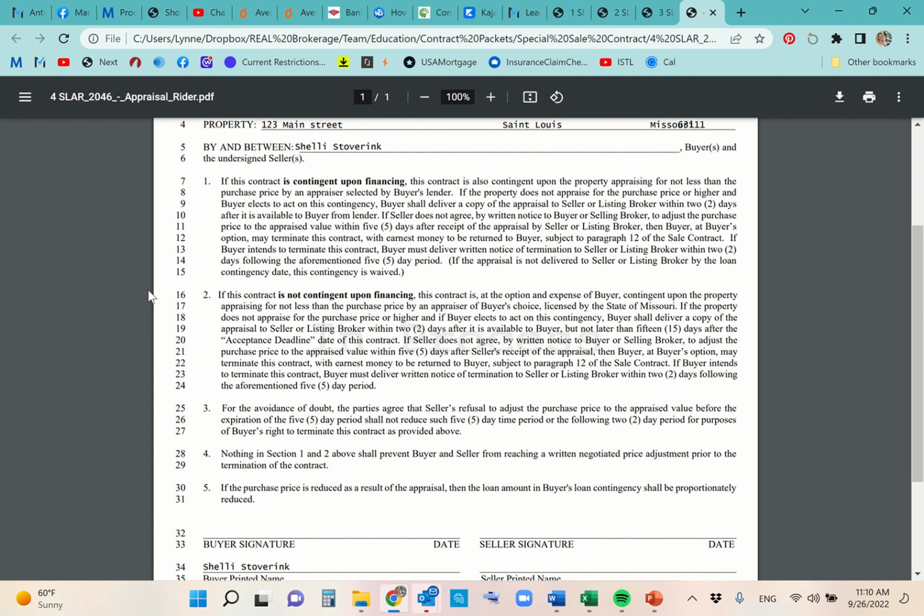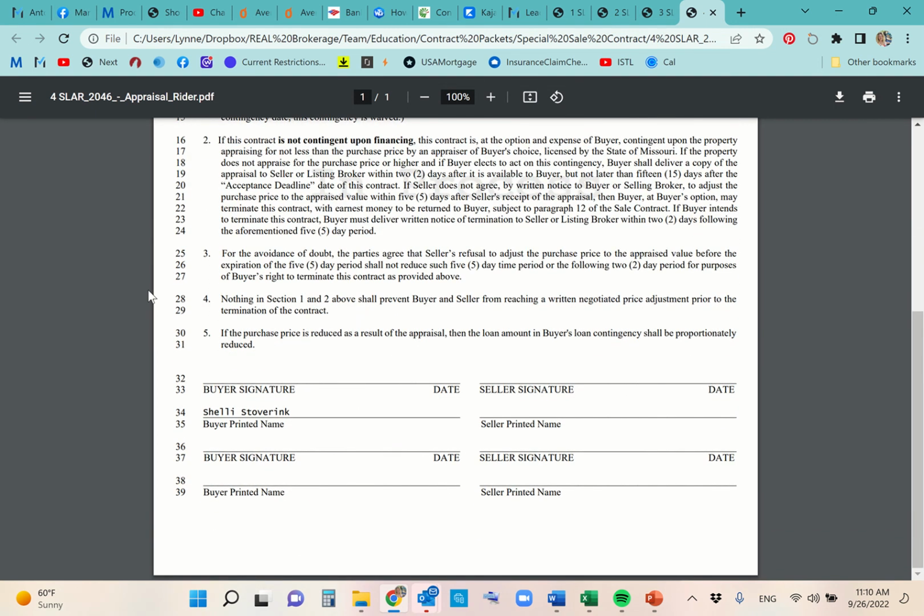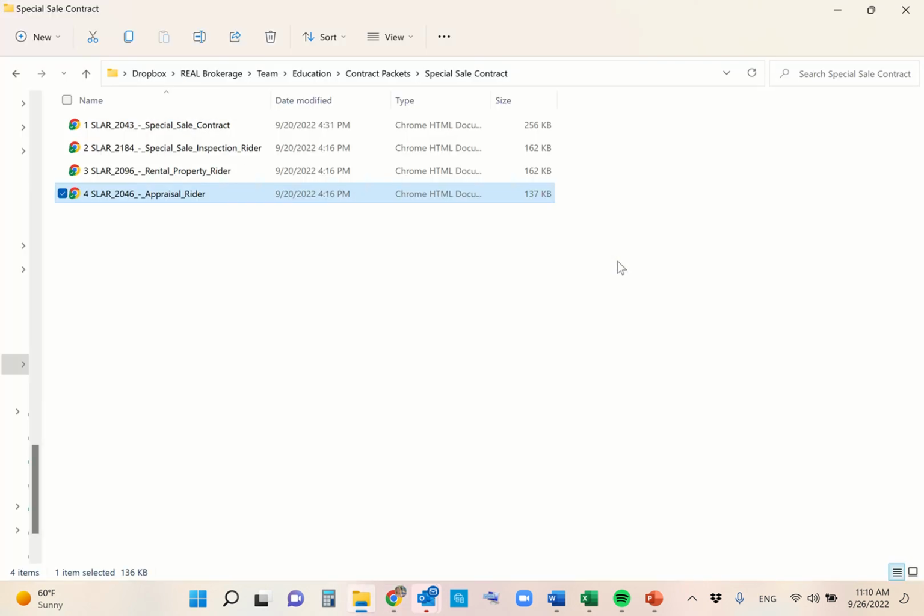Currently, and that may not stay the case, you're not really finding sellers who are willing to negotiate on appraisals. Some appraisals are starting to come in a little bit lower, but people are still writing contracts that waive their appraisal rider, so sellers just lean towards the people that are waiving those. So again, you only need this if you're using a loan or if your buyer wants it for other reasons. And that, my friends, is your special sale contract.